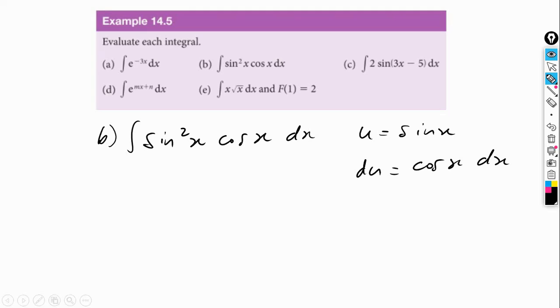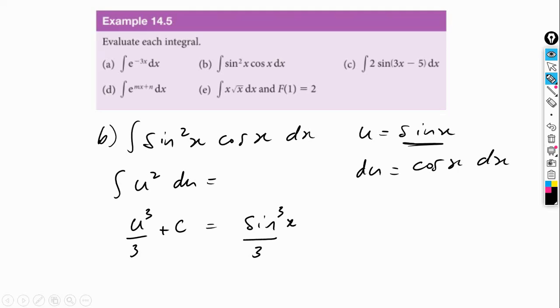This would then be the same as saying the integral of u squared du. And the integration of this is simply going to be u cubed over 3 plus c, and then we substitute back in. We said that u was sine of x, so it's going to be sine cubed of x over 3, or 1/3 times sine cubed of x, plus c.